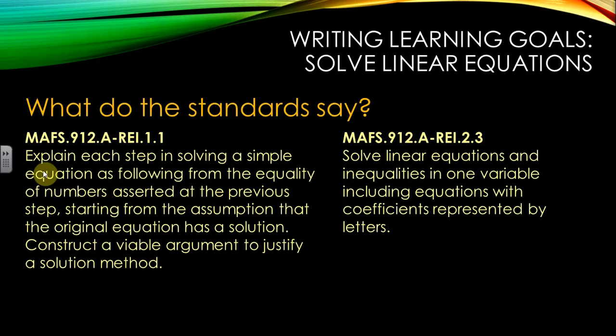AREI 1.1 says, explain each step in solving a simple equation as following from the equality of numbers asserted at the previous step, starting from the assumption that the original equation has a solution. Construct a viable argument to justify a solution method. AREI 2.3 says, solve linear equations and inequalities in one variable, including equations with coefficients represented by letters.